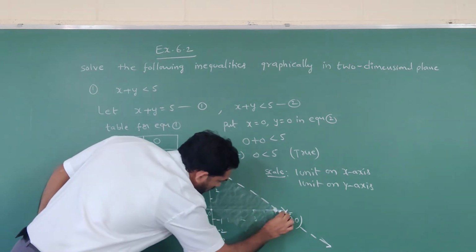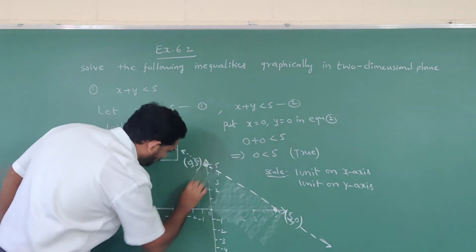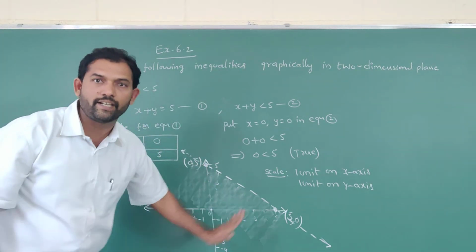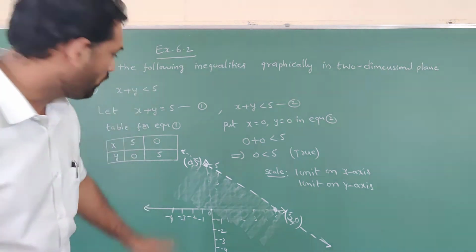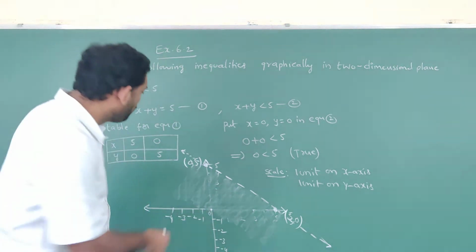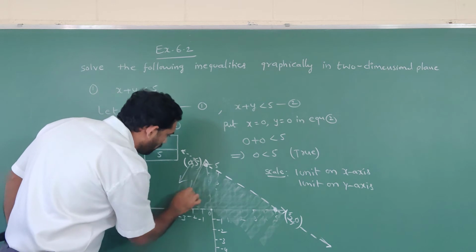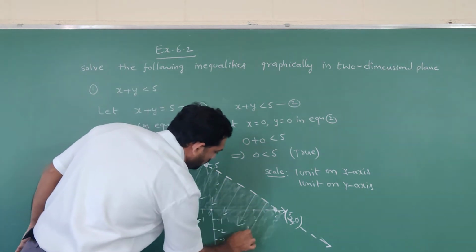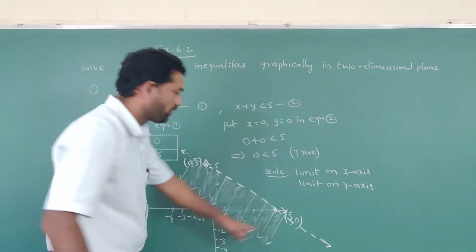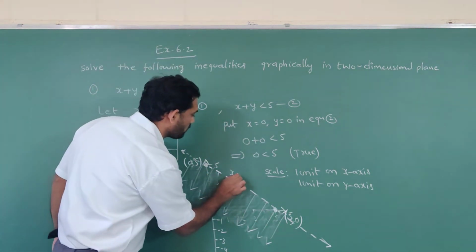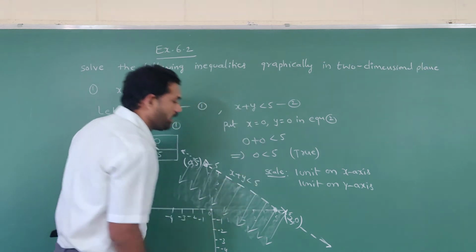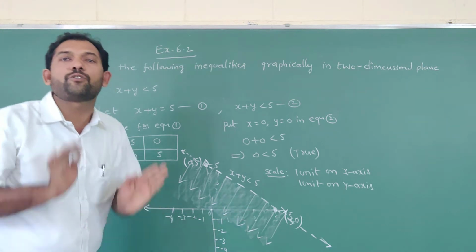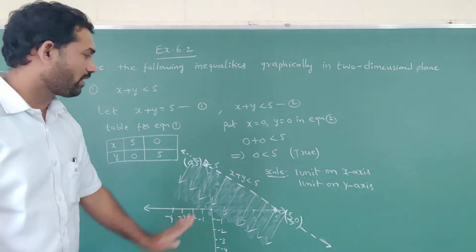Your solution is this one. You have to shade this side, that is our solution. Otherwise you put arrow marks, meaning our solution is on this side. You also write the name of the graph: x plus y less than 5. So our solution is here. You have to show an arrow mark like this. So the graph is complete.